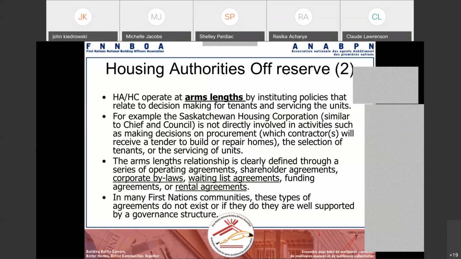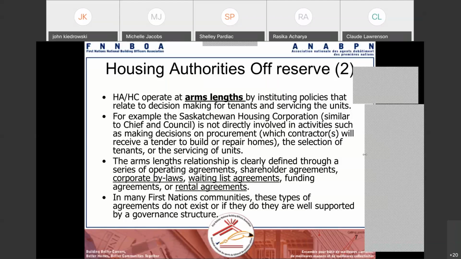What's interesting is the corporations off reserve all function at arm's length by institution, by developing policies that relate to the decision making for the tenants and the service and the units they serve. So in other words, they have an organization that works separately from the city of Ottawa. They have a board of governance, and they institute a number of policies to clearly articulate how their decisions are made, how tenants receive housing, how they are going to service units. So it's all governed by core policies and governance by that board.